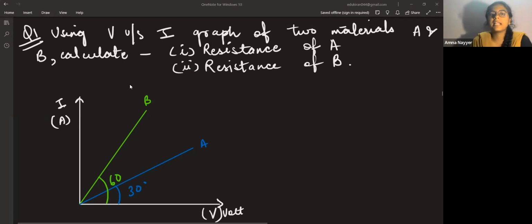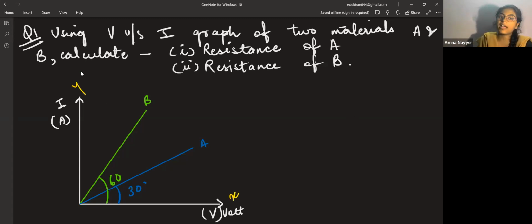Using the V versus I graph of two materials A and B, calculate the resistance of A and the resistance of B. So no answers by now. Look here, is this an I versus V graph or a V versus I graph? Can you notice this is your x-axis, this is your y-axis. So when I drew the graph above, that was V versus I. This is I versus V.